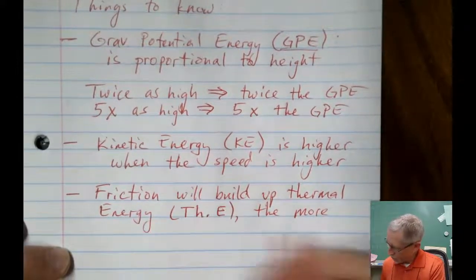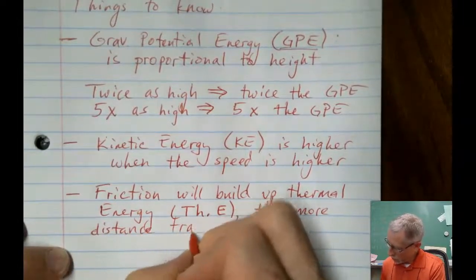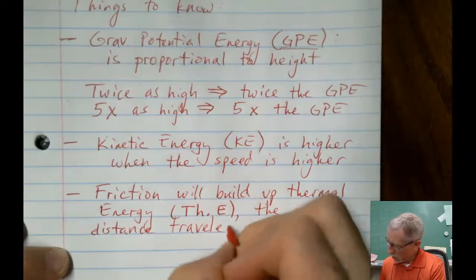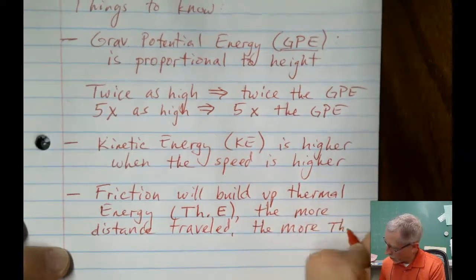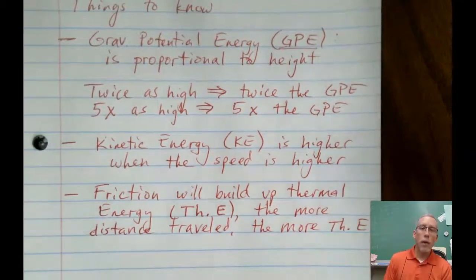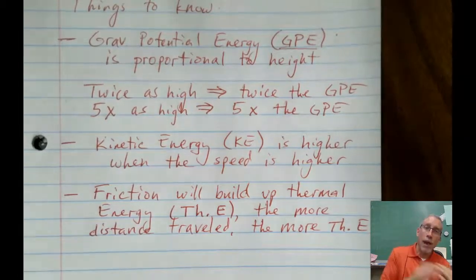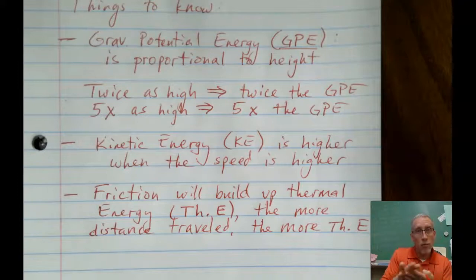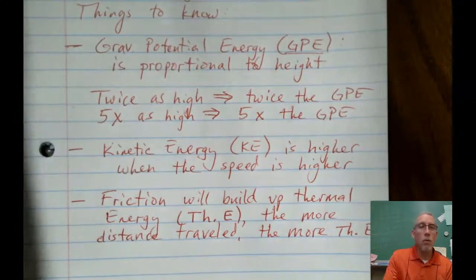The more distance traveled, the more thermal energy something will get. That means it'll get warmer. So roller coasters are warmest at the end of the ride. Because the entire time they're moving, they're building up this thermal energy because of the rubbing of the parts, the track against the car itself. So those are some of the important points.